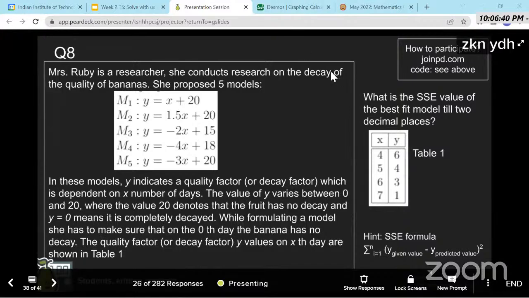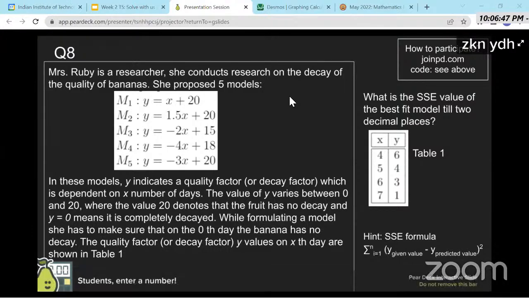Hardeep, tell me what is your approach? As we can see, sir, for y equal to 0, the fruit has completely decayed. So I basically put y equal to 0 in every equation. And I put x equal to 0 in every model equation. I applied the concept with x equal to 0 and y equal to 20, I mean the value given in the table. Then I solved the problem.